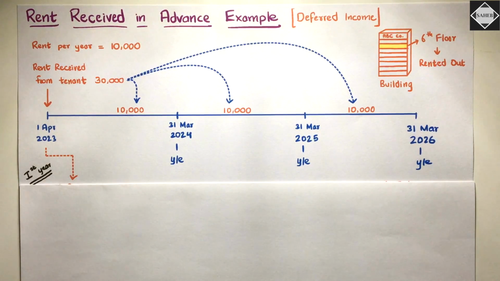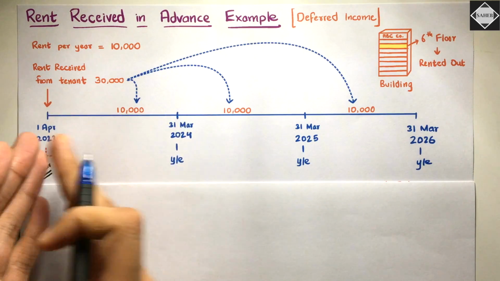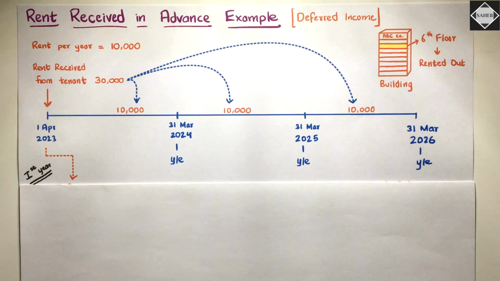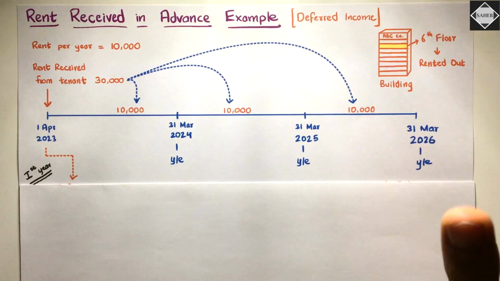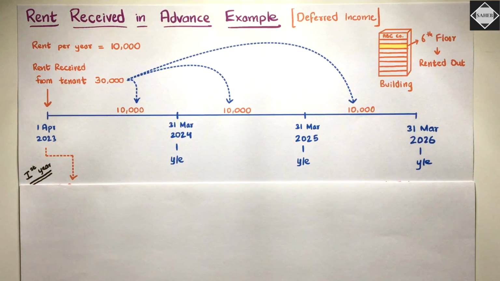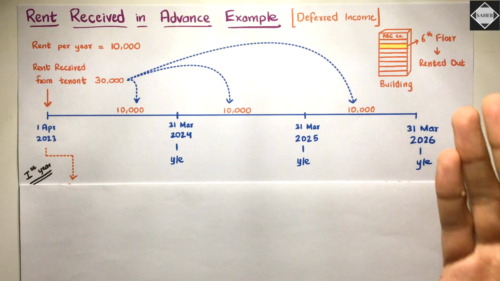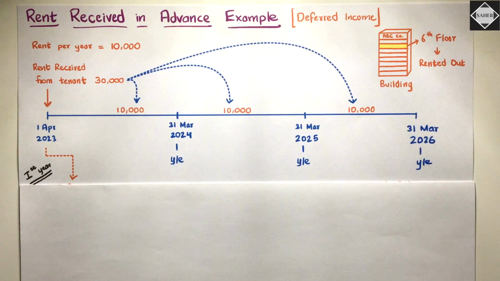You will say, sir, it's really simple. We have understood the concept. Out of this 30,000, if 1 year has passed, then 10,000 we have earned, because that third party, that company, has done their operations on the 6th floor for this entire year. We have provided them the service of 10,000. So 10,000 we have earned. Remaining 20,000 we have not earned. It is of future period. It's deferred income. We'll have to postpone those incomes, isn't it? This is what your answer should be.